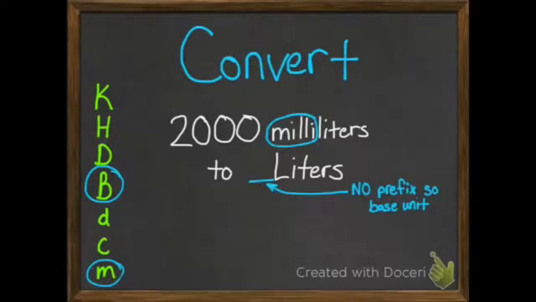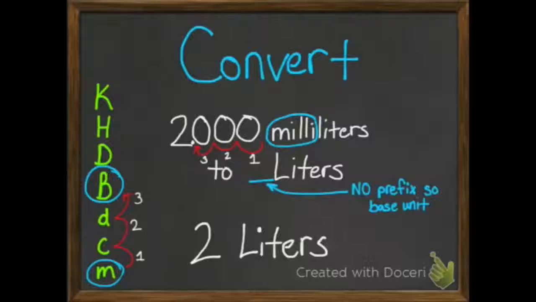So now what we need to do is go from milliliters to liters. So we need to go from the little m up to the B. So we move up 1, 2, 3 steps. If we move up 3 steps, that means we need to move our decimal point to the left 3 spaces. That puts the decimal point in between the 2 and the 0, which means we have 2 liters.